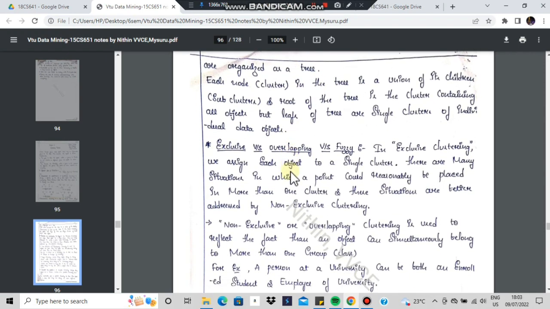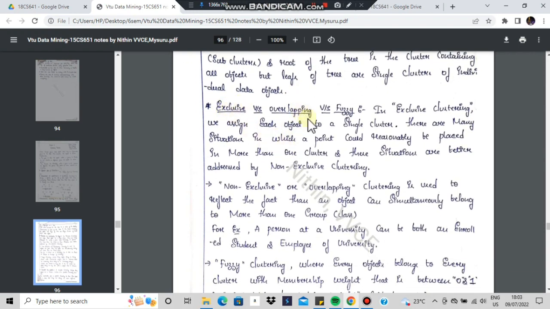Then we have the next classification, which is exclusive versus overlapping versus fuzzy. Let me give you an example of what is exclusive. Exclusive means each one will have a separate space where it will be stored. It is the same as the previous one we have discussed, partitioning. Overlapping means one or more data objects will be in two classes. For example, a person at a university can be both enrolled as a student as well as an employee of the university. So that person belongs to the student cluster as well as the employee cluster. That's what the overlapping is.